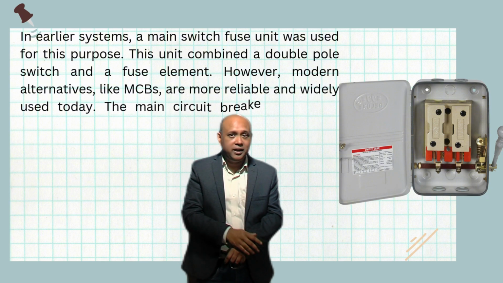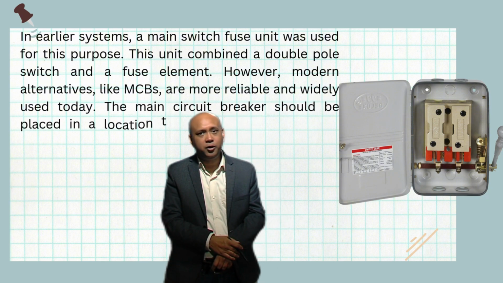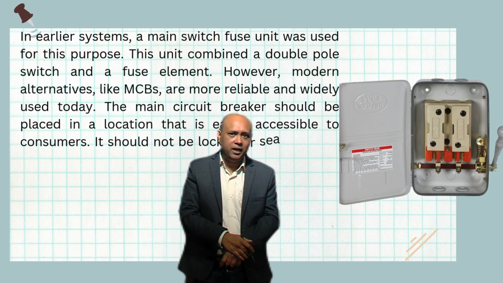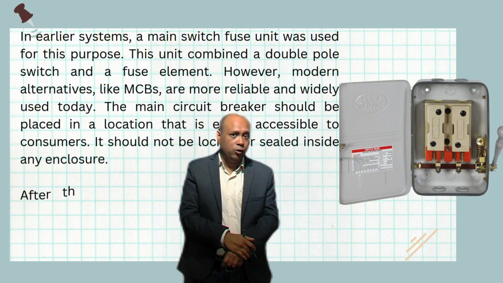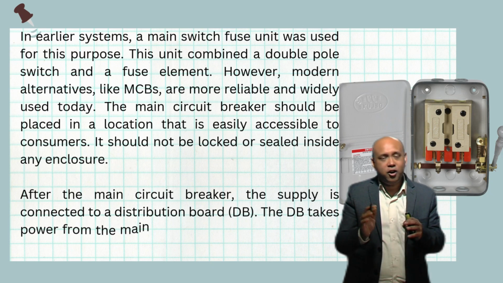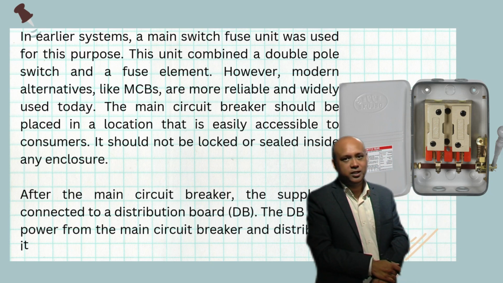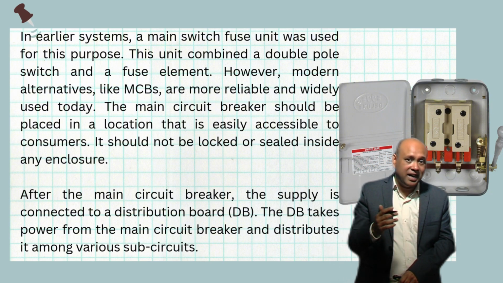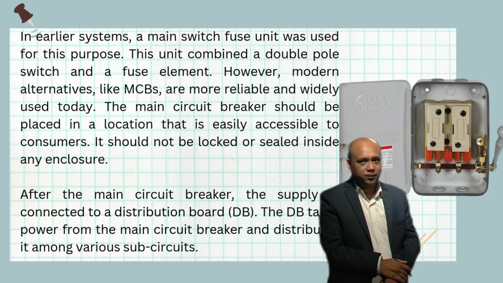However, modern alternatives like MCB are more readable and widely used today. The main circuit breaker should be placed in a location that is easily accessible to consumers. It should not be locked or sealed inside any enclosure. After the main circuit breaker, the supply is connected to a distribution board.